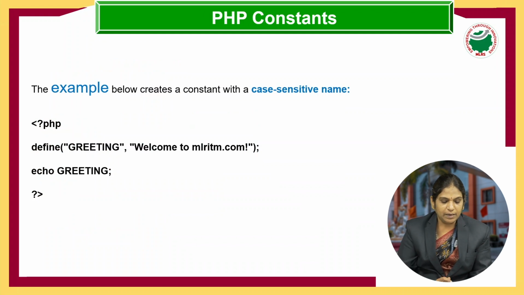An example here: define greeting, welcome to mlritm.com. So greeting is the name of the constant, and welcome to mlritm.com is the particular value of the constant. Echo greeting. Here it is a constant with a case sensitive name, because we are not specifying any third parameter, so by default it will be case sensitive. Echo greeting, then the output will be welcome to mlritm.com.